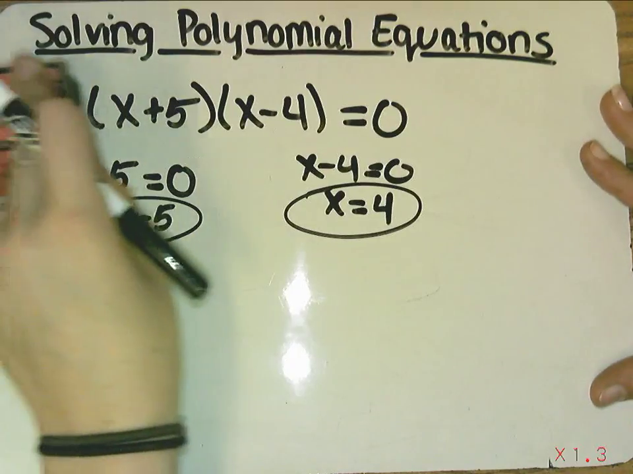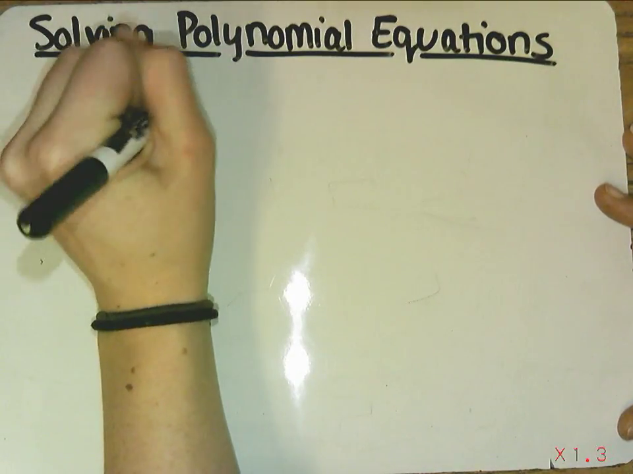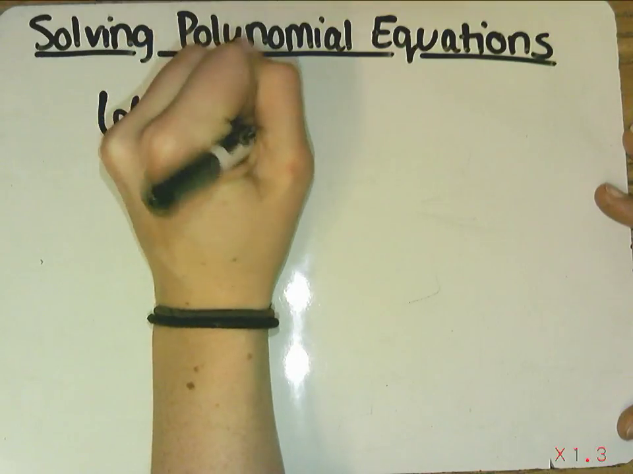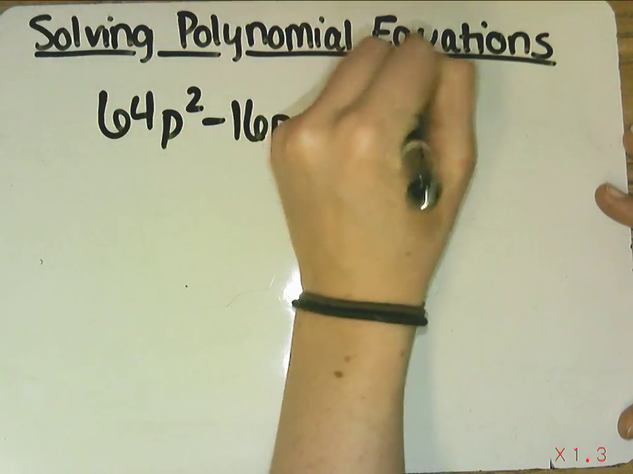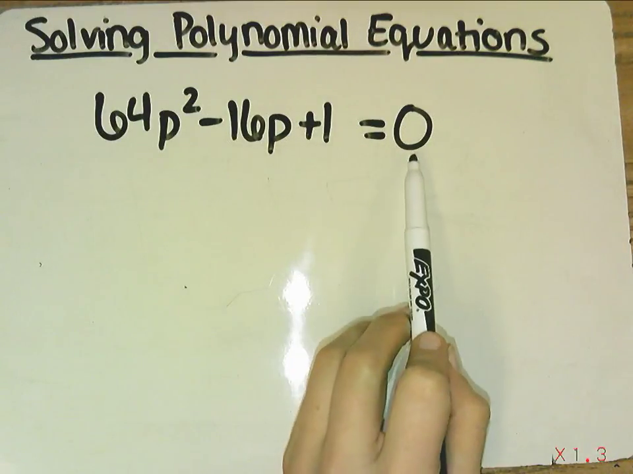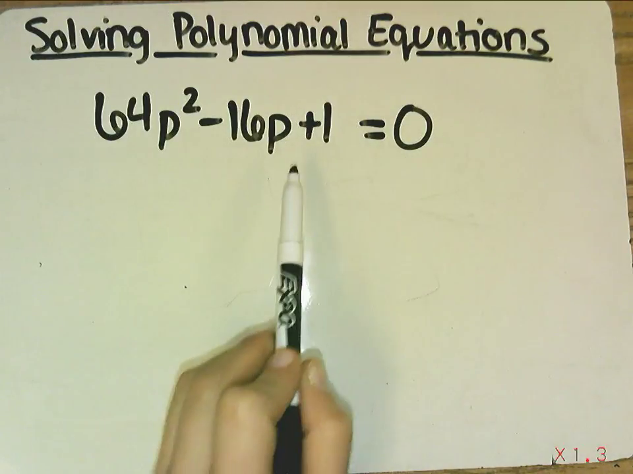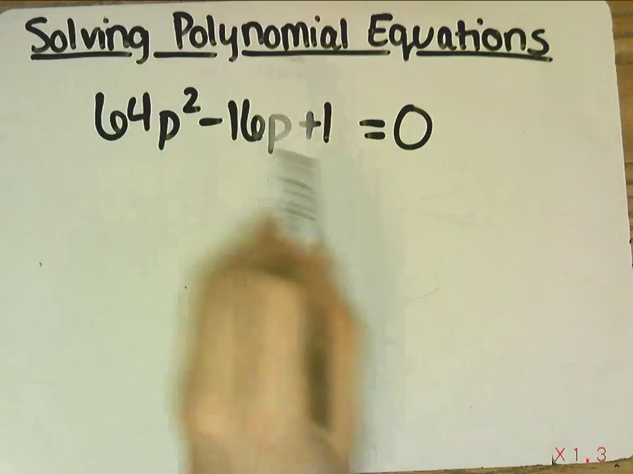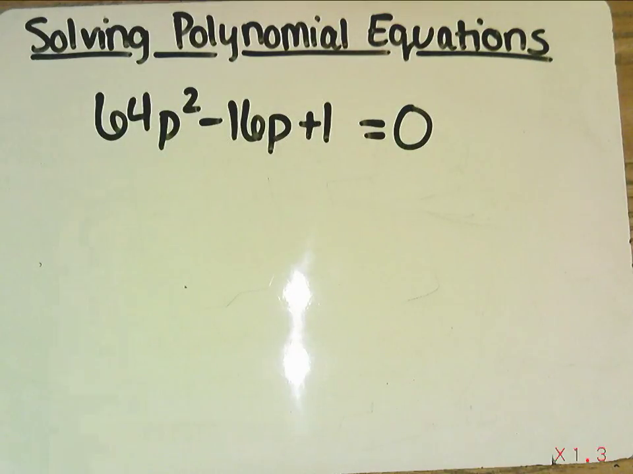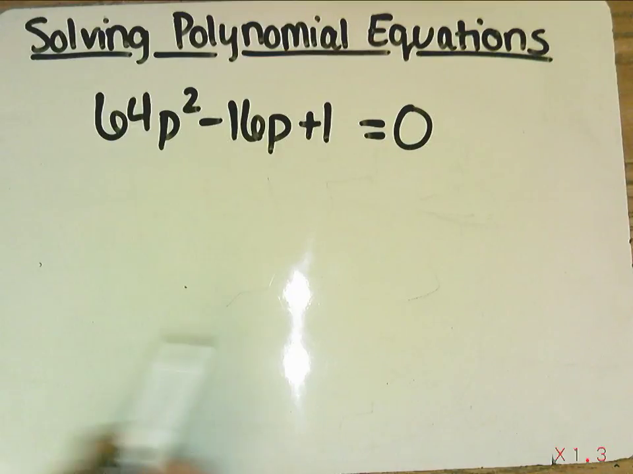Let's look at one a little more complicated. If I have 64p squared minus 16p plus 1 equals 0. The first thing I'm going to do is make sure that my polynomial is equal to 0, and it is. So now I'm going to factor this side of my polynomial. You may multiply 64 and 1, look for factors of 64 that have a sum of negative 16.